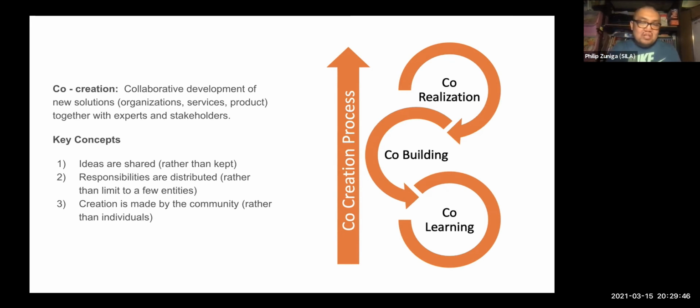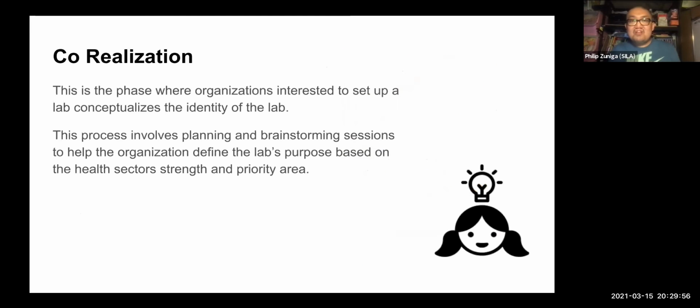Okay, so the co-creation process that we have has 3 components: co-realization, co-building, co-learning. So we begin with co-realization. Co-realization is always the first phase that we use when we set up the lab. And this is usually the hardest phase.